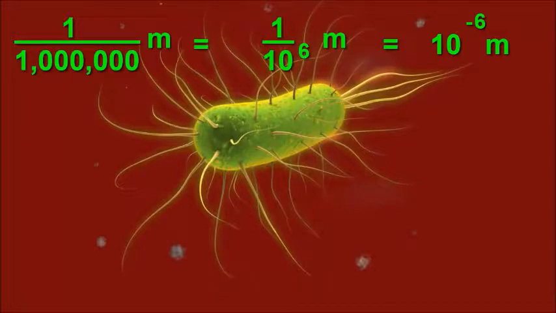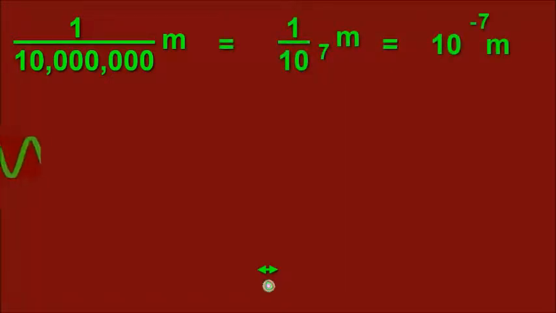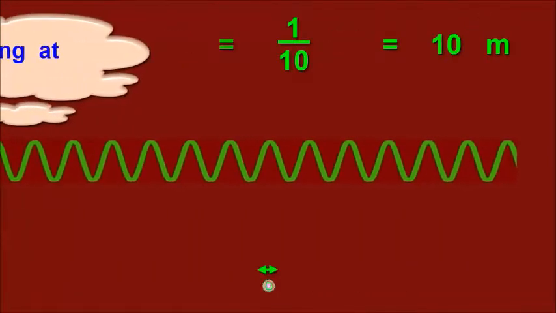Here again is a virus. Most viruses are too small to be seen with a normal microscope, so an electron microscope is needed. A flu virus is 1/10,000,000th of a metre in size. That's 7 zeros on the bottom. 10 to the negative 7. The wavelength of green light is about 5 times the width of this virus.